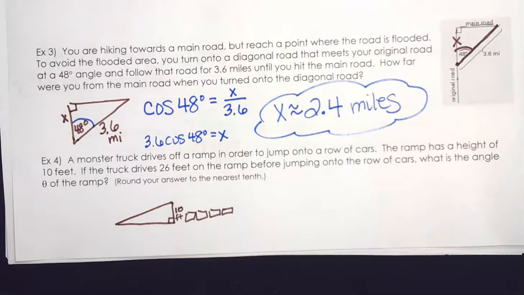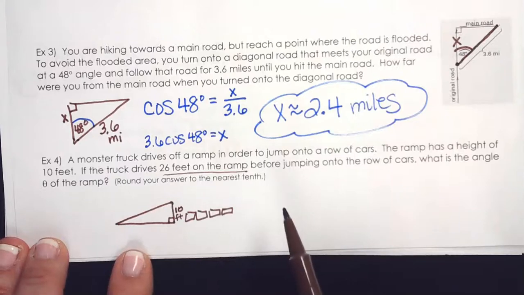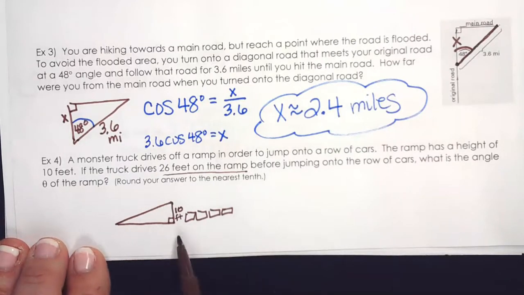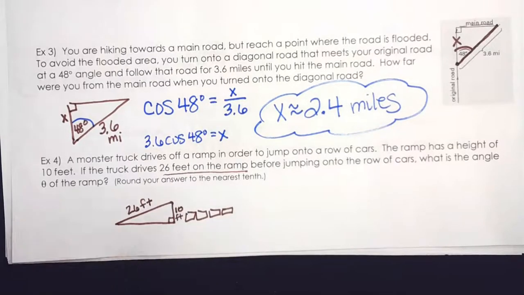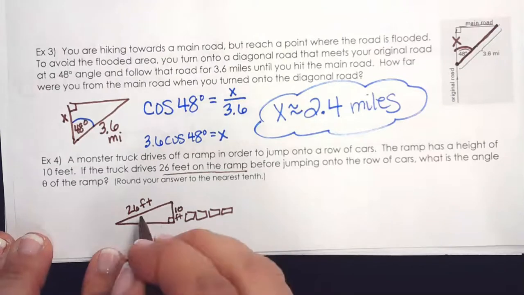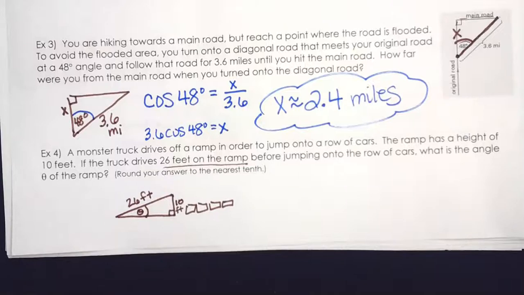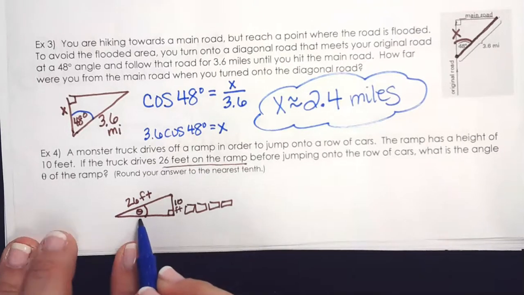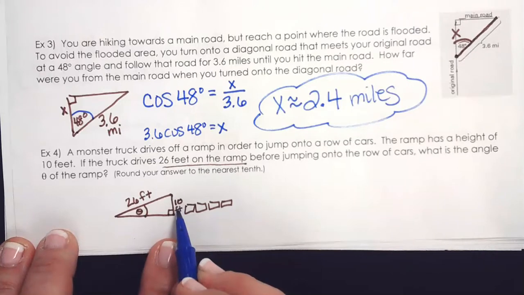Okay. Now it says the truck drives 26 feet on the ramp. Which part is on the ramp? The hypotenuse. Very nice. So that's 26 feet. And it wants to know the angle of the ramp. So there's our little angle of the ramp right here. How far is it being elevated from the ground? So let's look at that. In relation to this angle theta, we have 26, which is the hypotenuse, and 10, which is the opposite.